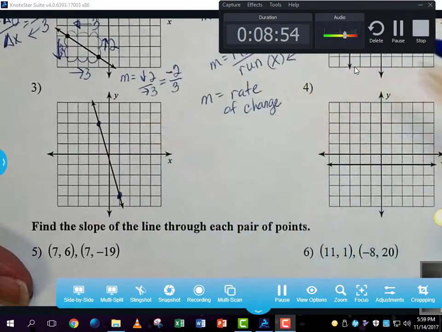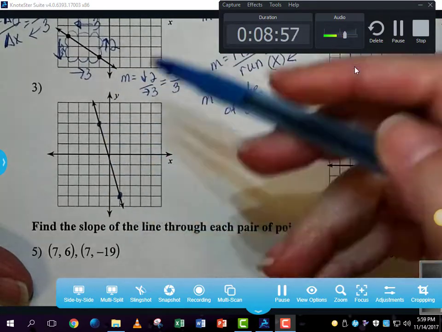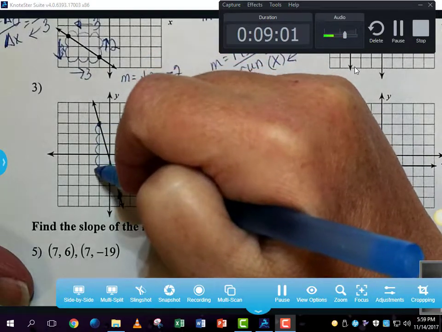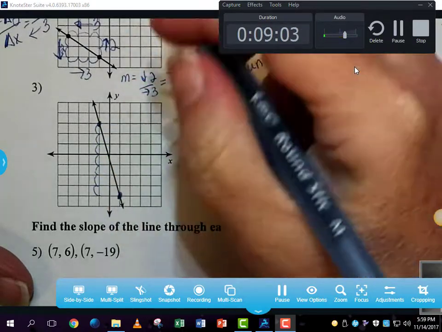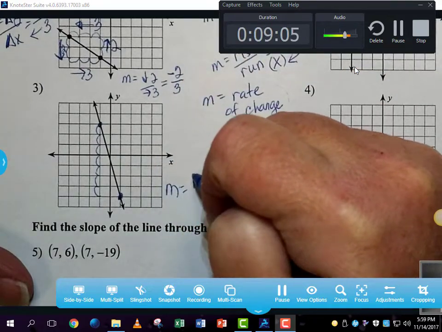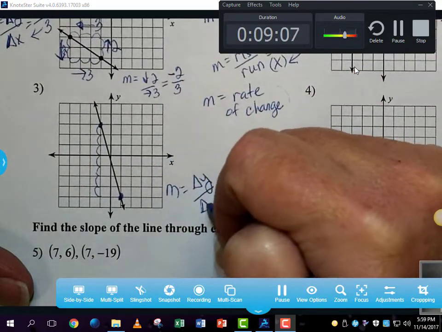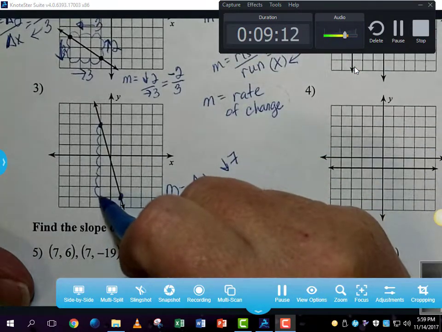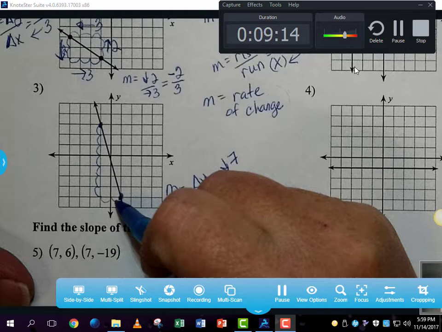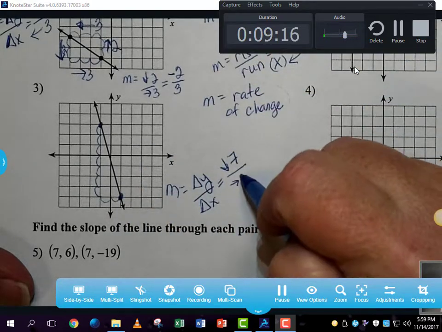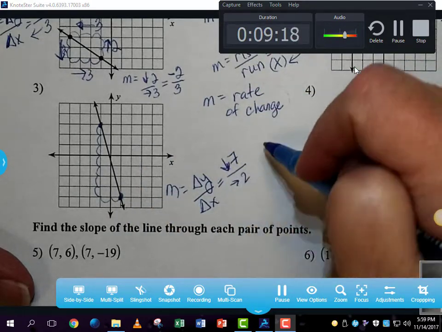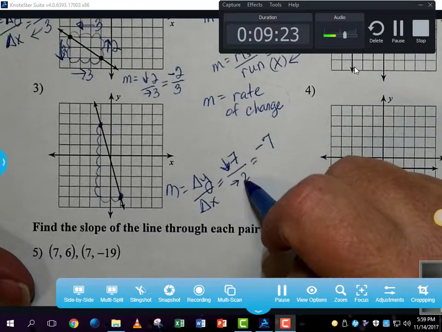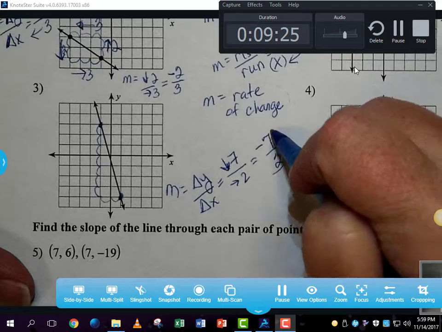And then I'm going to figure out how I can move from here to here. So I would go down 1, 2, 3, 4, 5, 6, 7. So my slope, which is the change in y over the change in x, I went down 7. And then to go from here to here, I would go right by 2. So I went down 7 and right by 2. When you go down, that is going to be a negative number. And when you go right, that is a positive number.